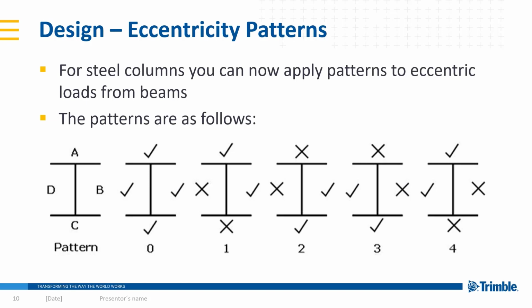The first being a new feature, which are eccentricity patterns. This is when steel columns are supporting simply supported beams subject to imposed loads. What would happen is you would see an eccentric load applied from the steel beam onto the column. If you had columns supporting beams on all four sides, what you'd see is those eccentric effects on all four sides. Now, what you can do is you can apply patterns to the eccentricity loads from beams.